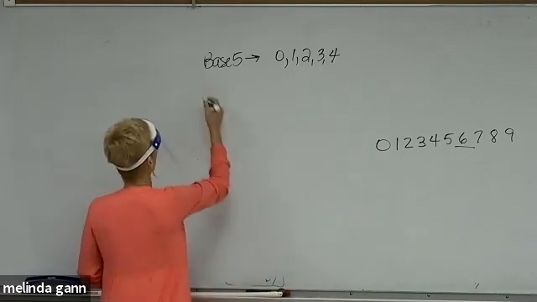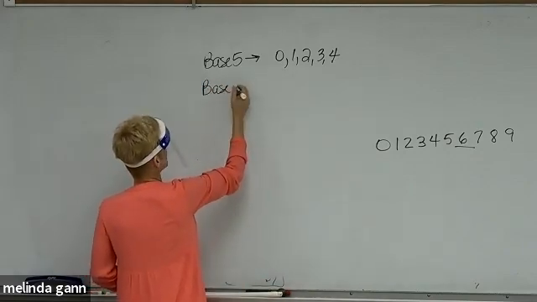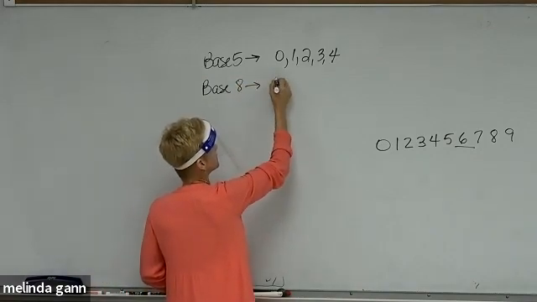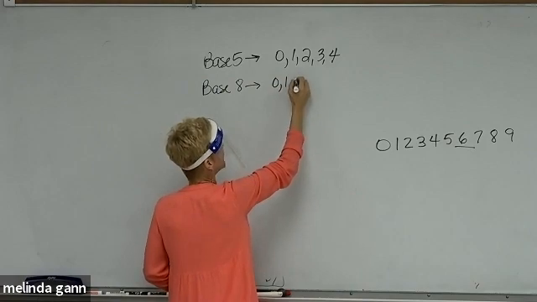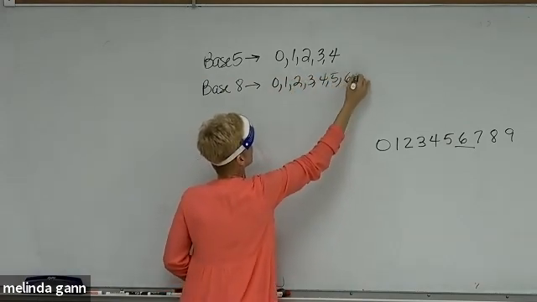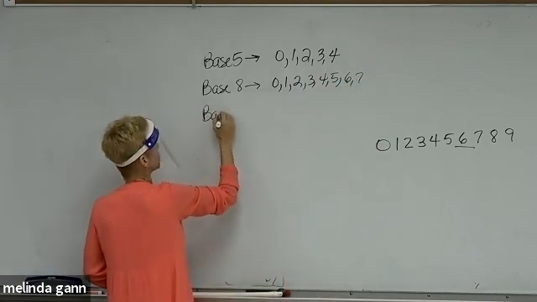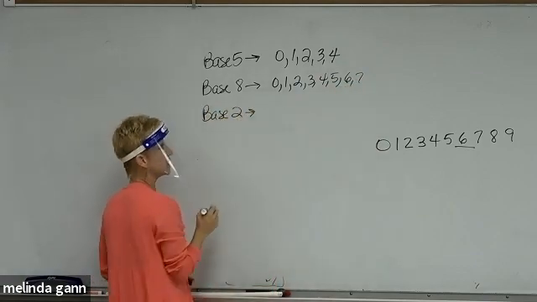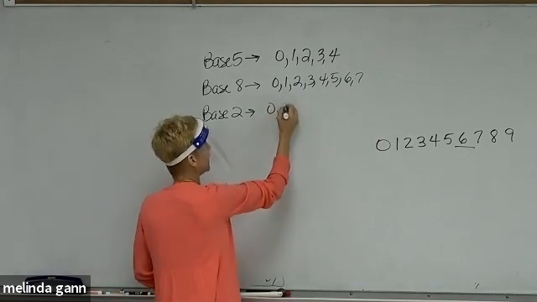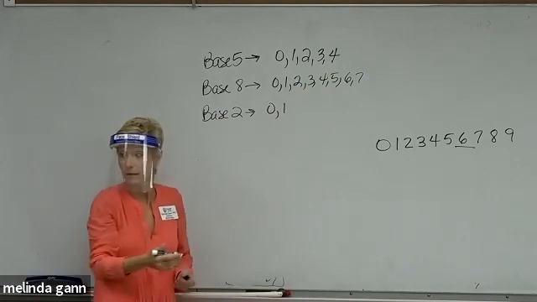Now, later, we're going to do base, say, 8. What face values can you have in base 8? 0 all the way up to what? 7. What if you're in base 2? Because we're going to do base 2. What are the only face values you have in base 2? 0 and what? 1. That's it.